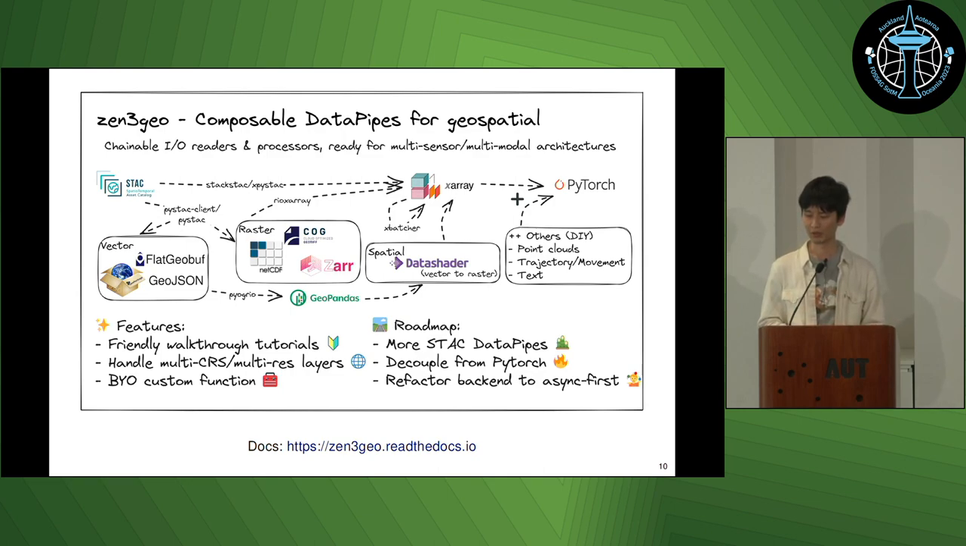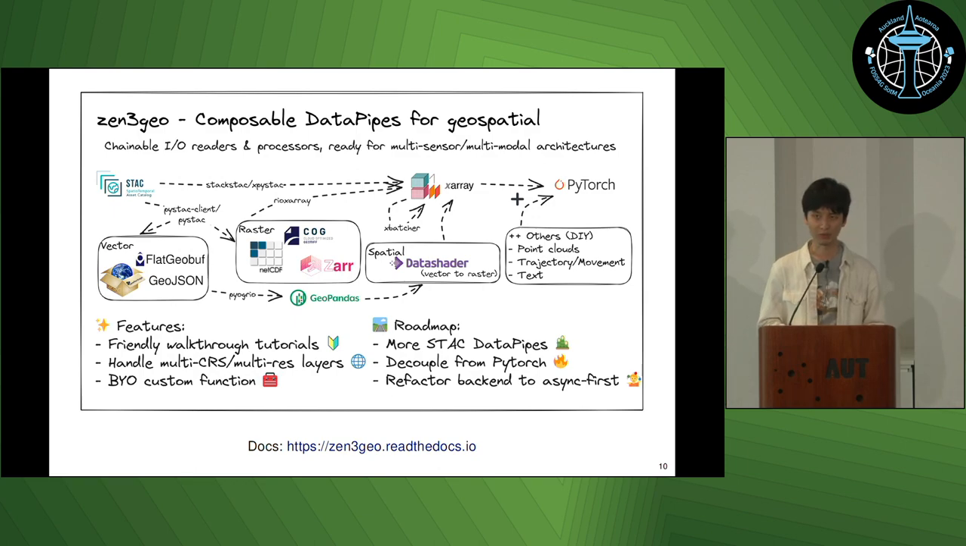It's able to handle multiple coordinate reference systems. So say you have a Sentinel-2 data set that spans several UTM zones, it can handle that without reprojecting. It would just read in the tensors itself. It can handle multiple resolutions. So for Sentinel-2 again, you could have 10 meter, 20 meter, 60 meter bands. Usually people resample it to 10 meter, but if you don't want to do that, you don't have to. There's a way to do that in Zen3Geo.